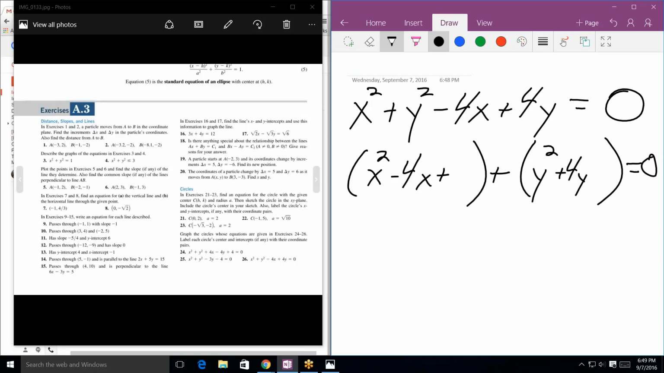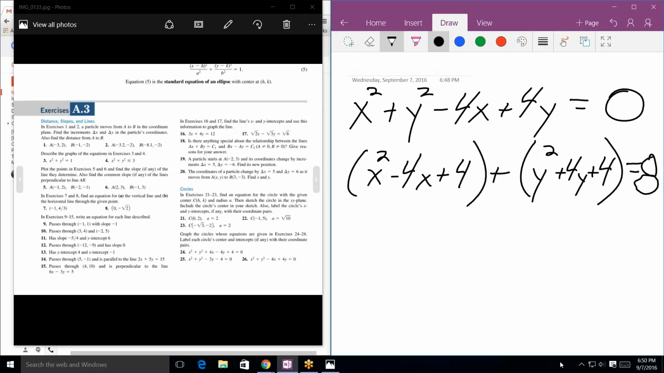Now complete the square on both pieces. It'll be 4, so plus 4 on the x. Then for the y, it'll be plus 4 as well. So how much is the right side? What do I have to do to the right side? I have to add 2 plus 4s, which will be a plus 8.